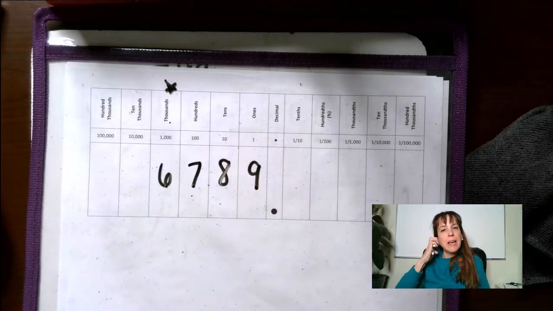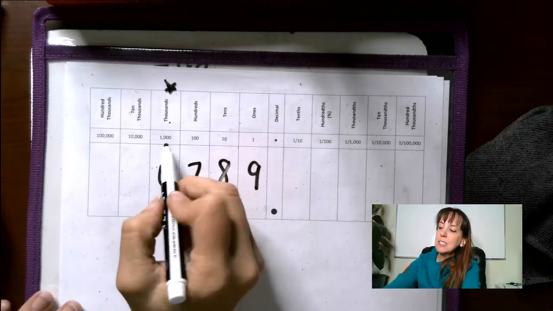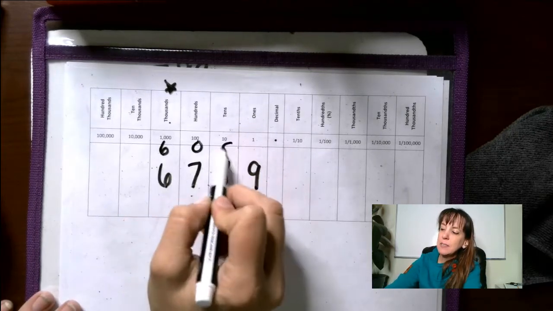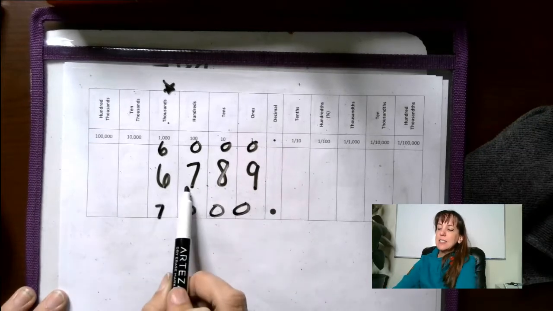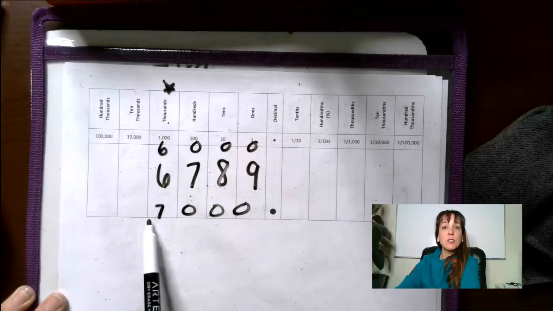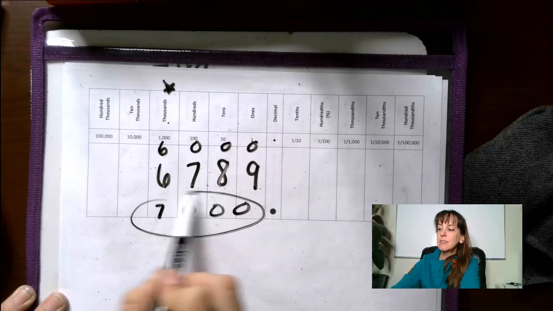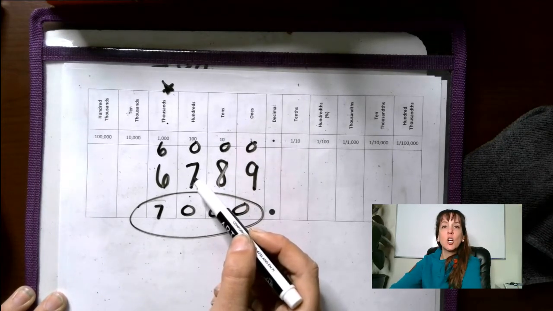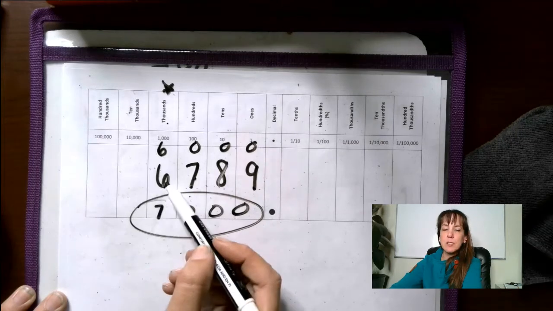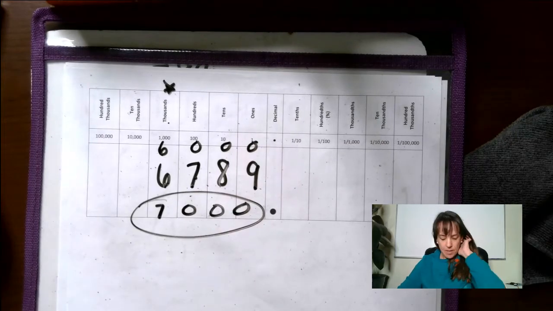Another way of looking at that is: is 6,789 closer to 6,000 or to 7,000? It's going to be 7,000, okay? Because 7 is greater than 5, which means we need to boost this up to 7, okay?